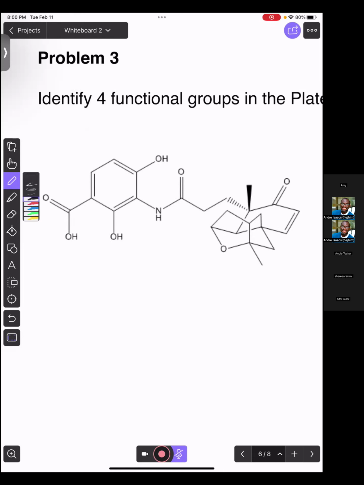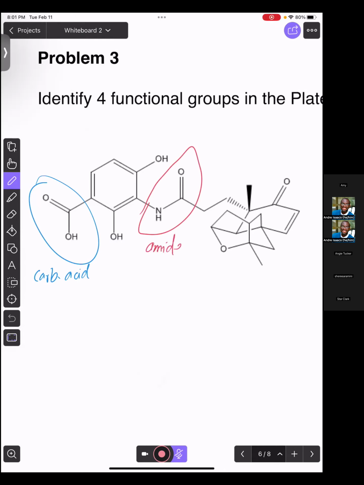All right, everybody says carboxylic acid. I know y'all remember that one. You all love that one. Yes, that's a carb acid, right? That's our carboxylic acid. What else do we have? We have an amide. Oh, wow, look at you guys. You're so smart. Yes, we have an amide in this molecule. What else do we have here? Anybody? We have a ketone.